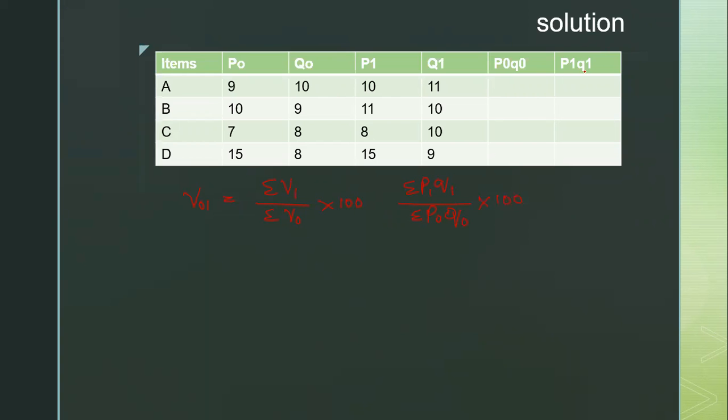So you have to calculate P1 Q1, which is nothing but V1. Also you have to calculate P0 Q0, which will give you the value of V0. I'll stop here because it is already time. I'll continue this method in the next class.